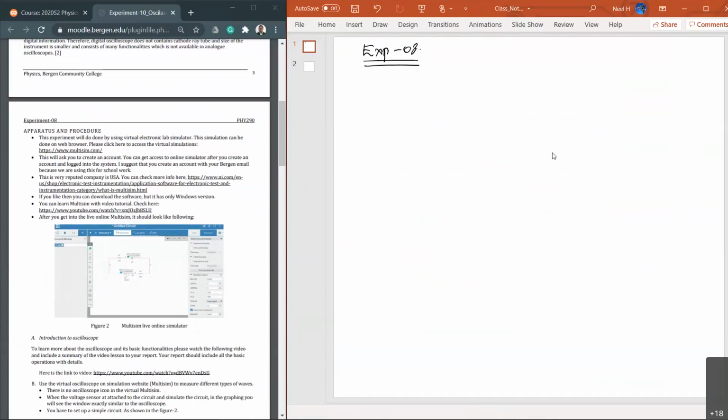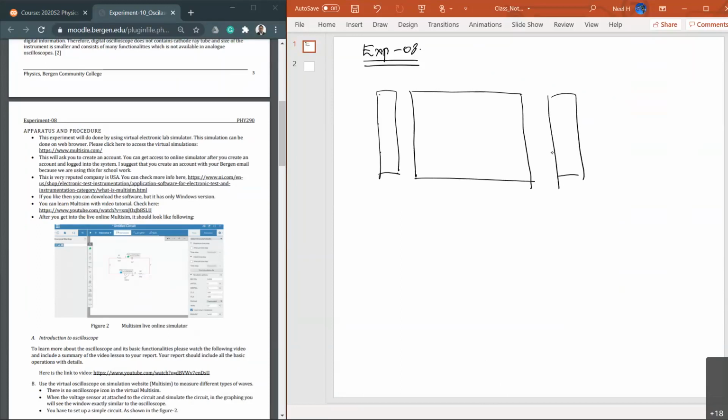Oscilloscope. The oscilloscope has a screen, right? That's the important thing. And there are a lot of adjustment screws. Since we're doing this virtually, it is much easier. This is a simulation we're using today, and it gives you the freedom of doing those adjustments. But if you're doing it in class, the oscilloscope has a screen, and it has a lot of adjustment screws around it, on this side, on the other side, and below right here.